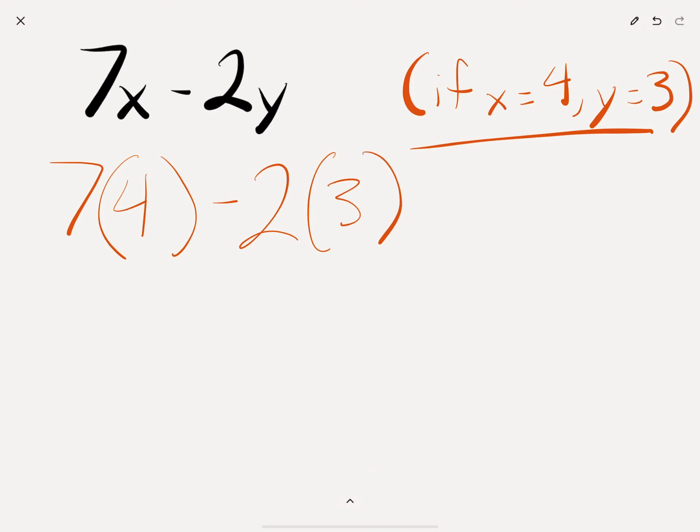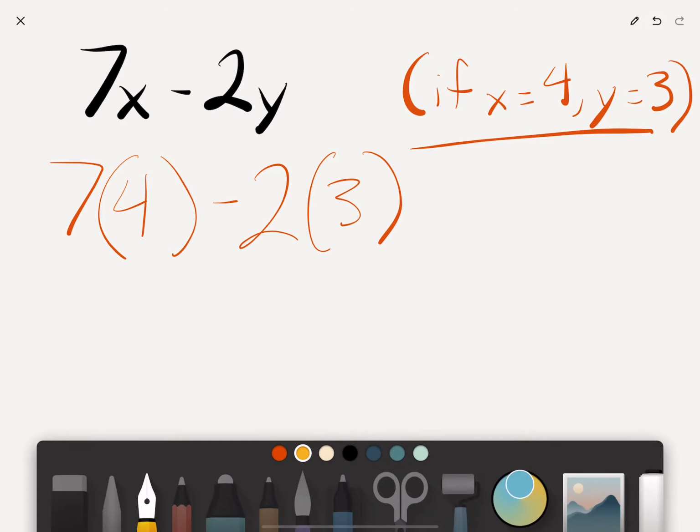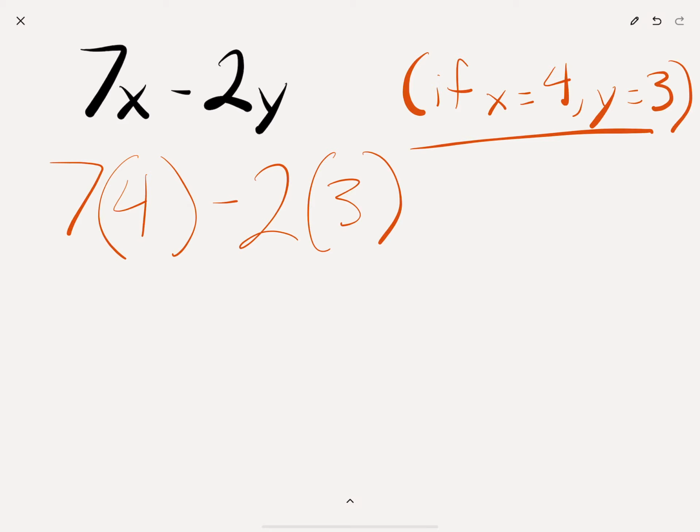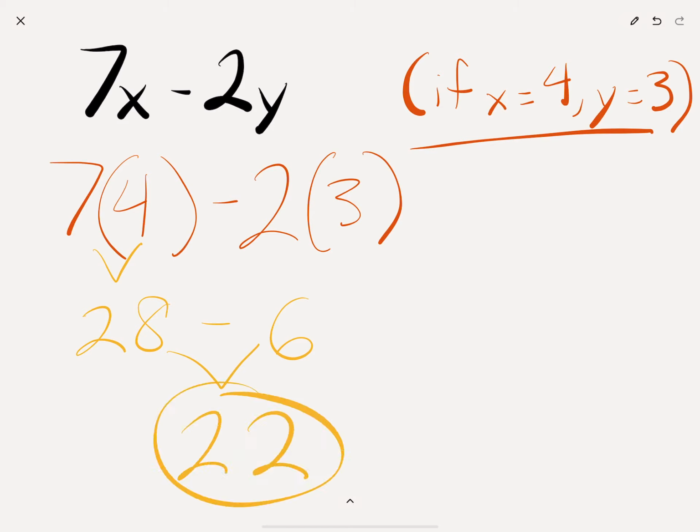Now all we have to do is use our order of operations and solve, and this should come as nothing new to you. We don't have any parentheses or exponents. We do have multiplication, so we're going to work left to right. 7 times 4 is 28. 2 times 3 is 6. And then 28 minus 6 is, of course, 22. And we have evaluated that algebraic expression. It's as simple as that.